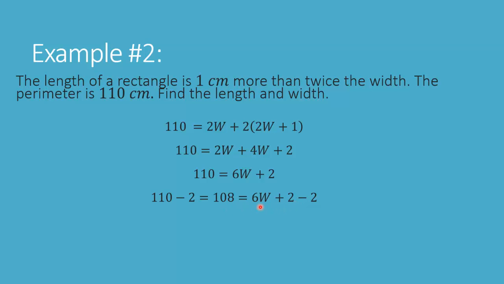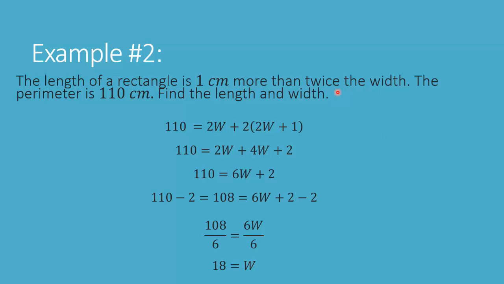Now we want to divide. So now that we have 6W, we need to divide both sides by 6 so we can get W all by itself. So these 6's will cancel out. And what we get is the width is 18. Now we need to be careful. We're not done. The question said find the length and width.